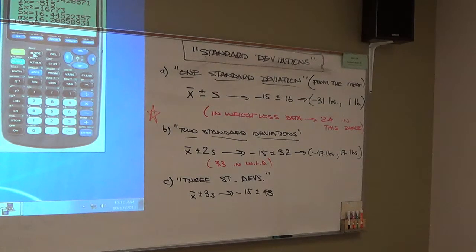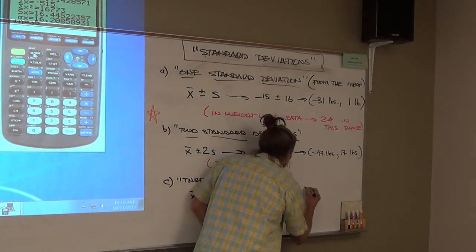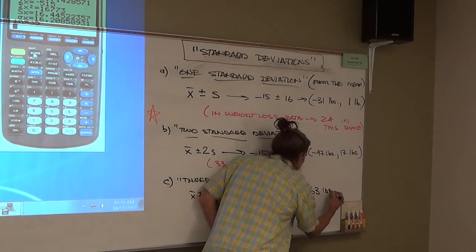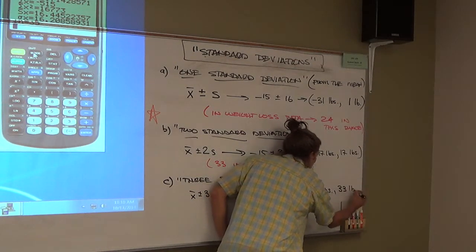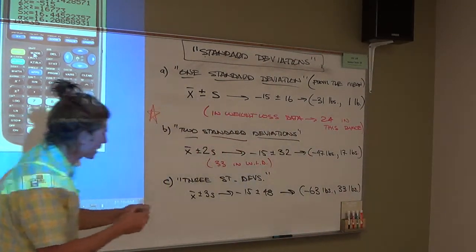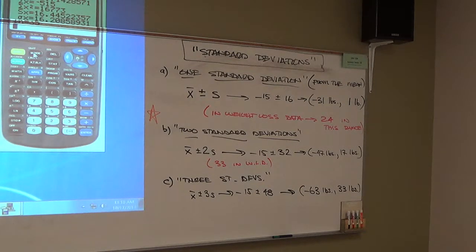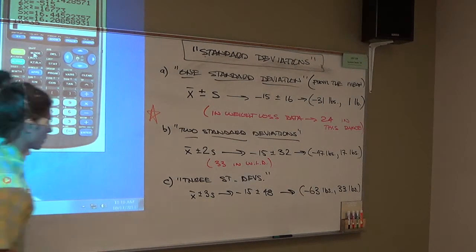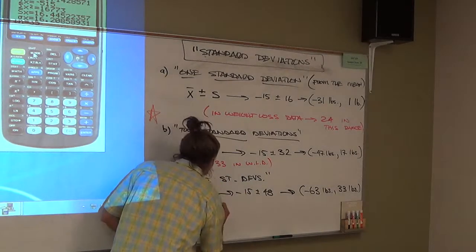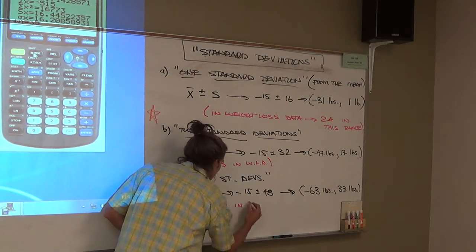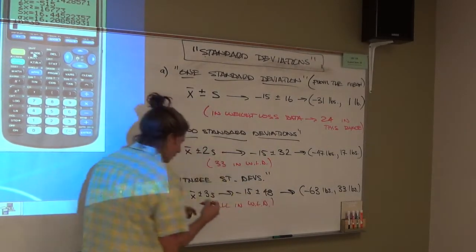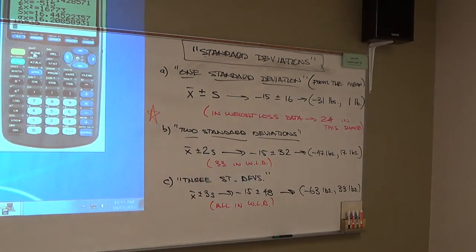So that's going to break down to 63 and 33. Did I do that right? Yep. So that's negative 63 pounds up to 33 pounds, and I think, if I remember the numbers, that picks them all up now, doesn't it? It does. Yeah, that gets the negative 58, it also gets the 21. So now we got them all. All of them in the weight loss data fit within 3 standard deviations.